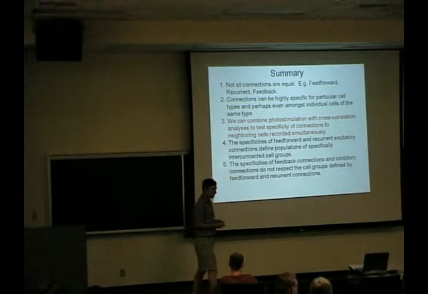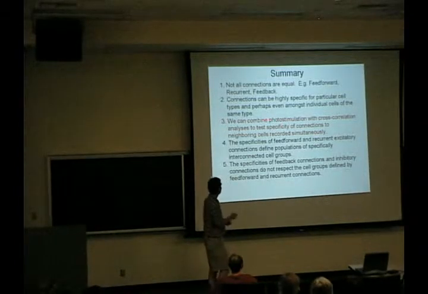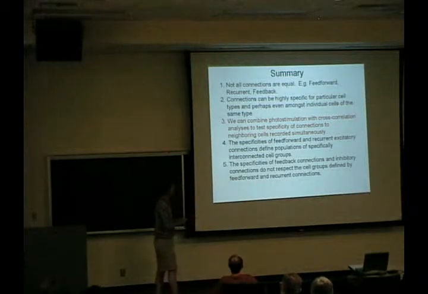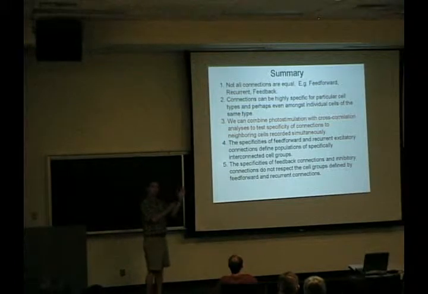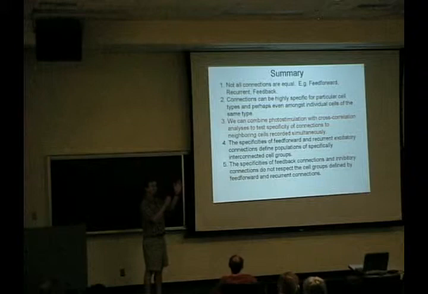So the way that we've addressed these questions is to take advantage of a method called photostimulation that I'm going to tell you about. What we did is to record simultaneously from 2 pyramidal neurons in layer 2-3, and use this photostimulation, which uncages glutamate. I'll show you a few slides about that.